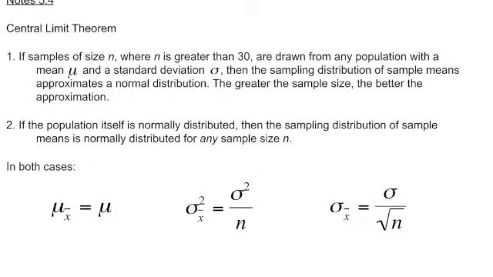And then number two, if the population itself is normally distributed, then the sampling distribution of sampling means is normally distributed for any sample size n. Right? So we saw in our activity that we didn't really get a nice normal curve with our sticky notes. That's because we were only taking samples of size 3, and our original distribution was uniform. So we did not meet either of these conditions. However, we did start to see it be a little bit symmetric.